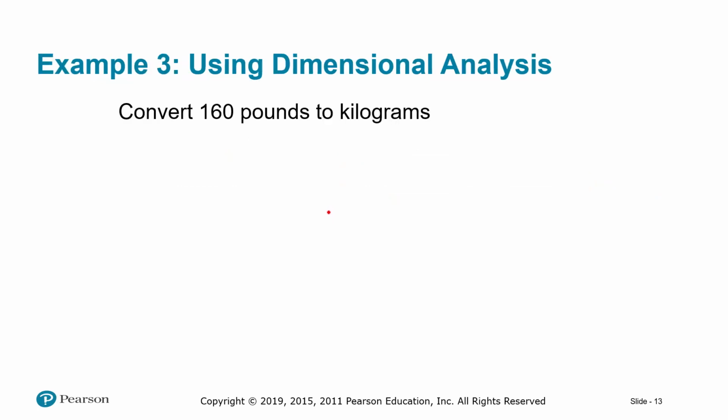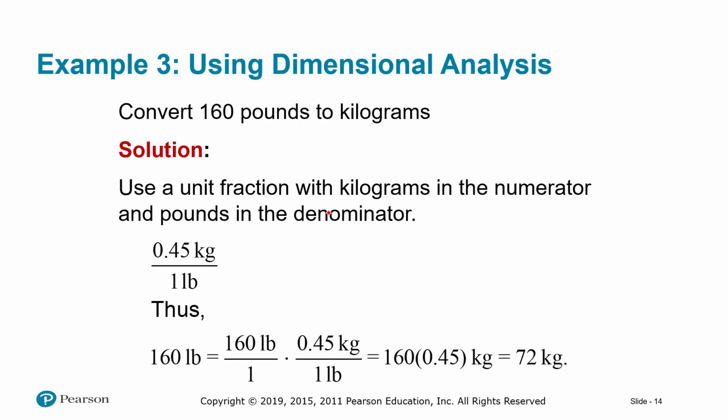So let's change pounds to kilograms. Well, unit fraction to the rescue. So here's our unit fraction. We put the pounds in the bottom because we're going from pounds, so we want to cancel out the pounds. So here's our start. Here's our unit fraction. The pounds will cancel. A little bit of calculator work. And there's our answer. 72 kilograms is about the same as 160 pounds.